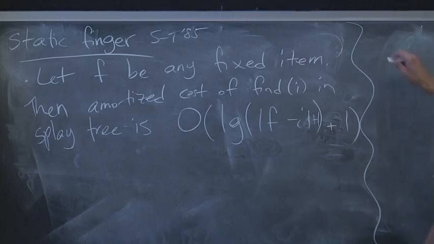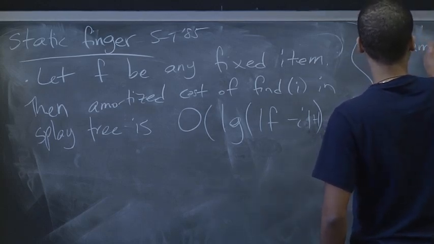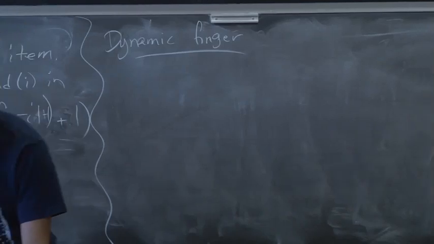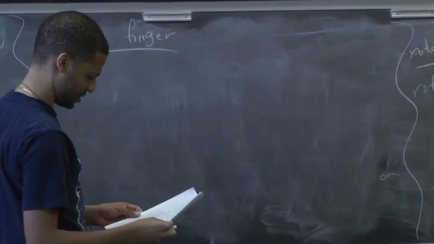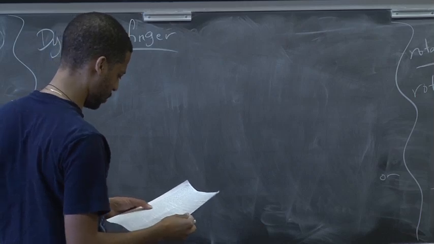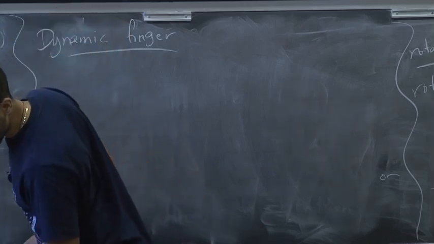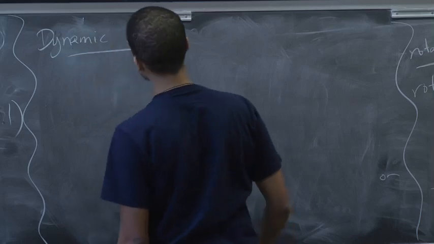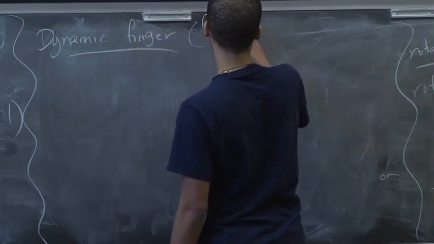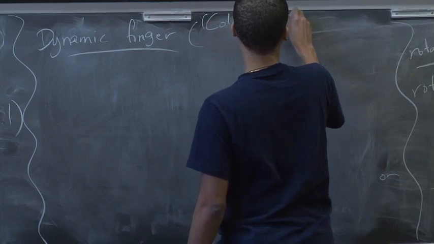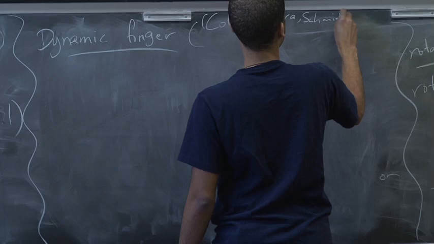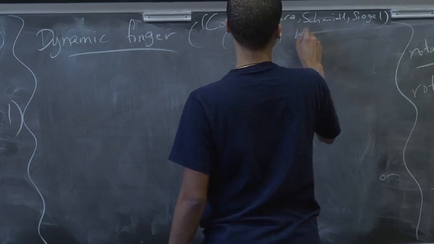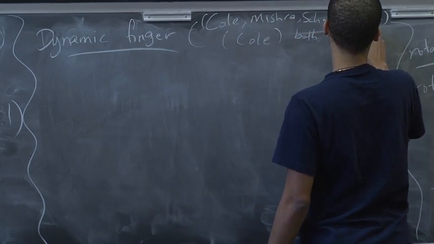Okay, so there's also the dynamic finger. This is actually not due to Sleator and Tarjan. Let me see who this is due to. Cole is one of them. Cole, Mishra, Schmidt, and Siegel. So there are 2 papers, Cole, Mishra, Schmidt, and Siegel, as well as Cole by himself. They're both from SICOMP 2000.